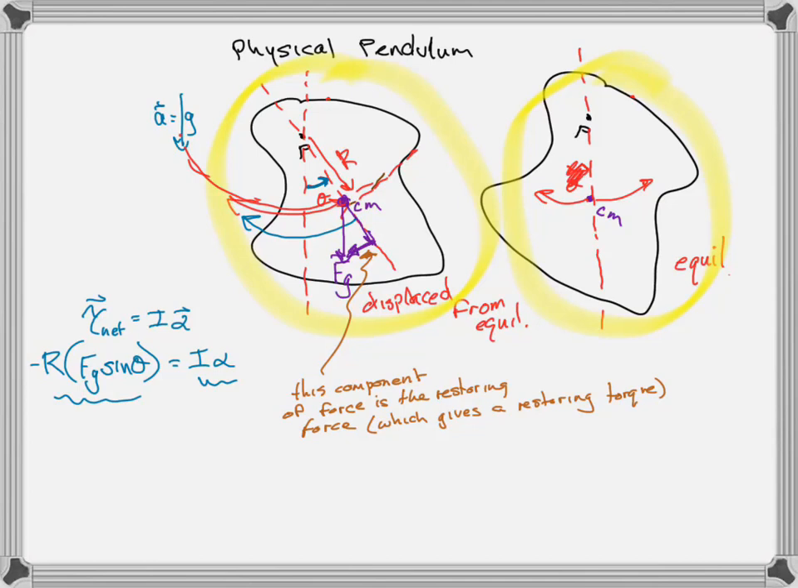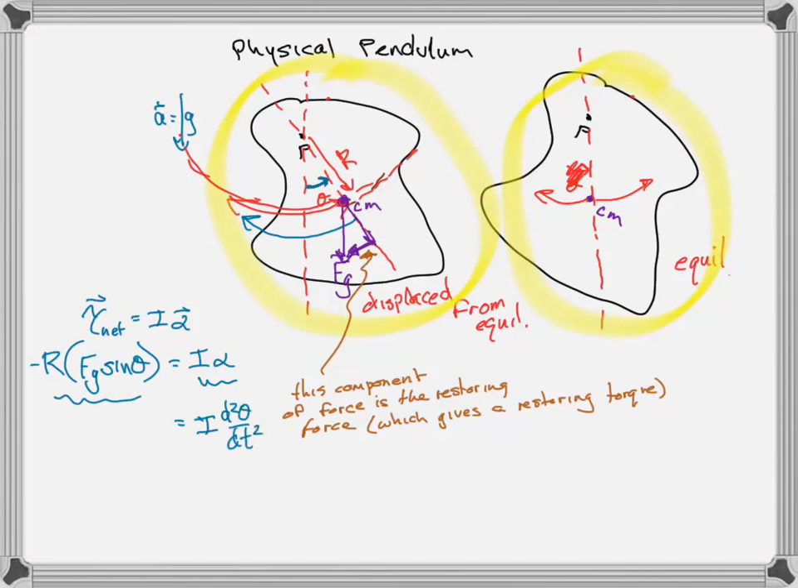You might be asking, what's alpha? Remember, alpha is the angular acceleration, which is the second derivative of theta. Theta is in the counterclockwise direction, and the torque is in the opposite direction, hence the minus sign. The minus sign comes from the fact that the torque is in the opposite direction of theta. On the right-hand side, we have I d squared theta dt squared, the second derivative of theta.